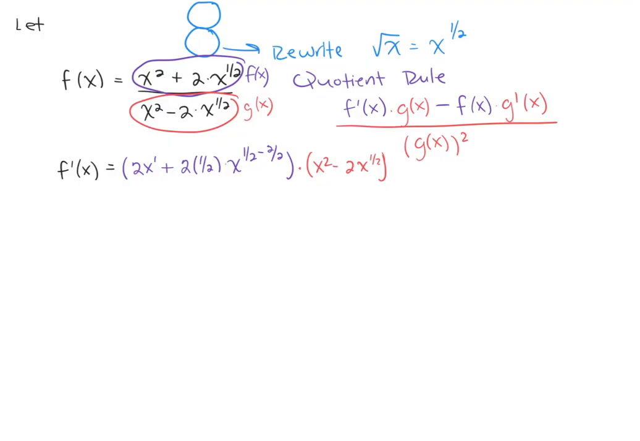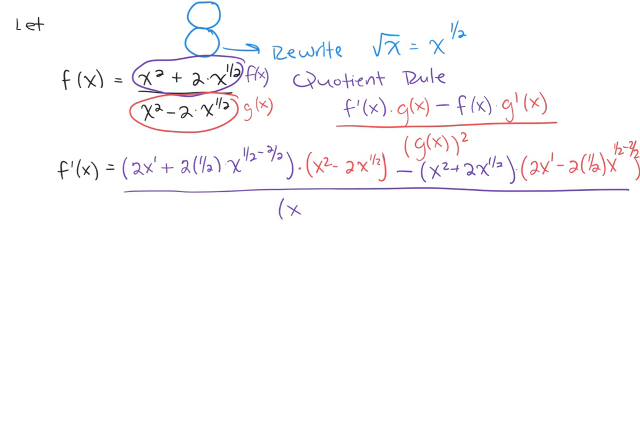And then I'm going to subtract that from the numerator, x squared plus 2 times x to the 1/2 power, times the derivative of the denominator. So the derivative of x squared minus 2x to the 1/2 is 2x to the first power minus 2 times 1/2 x to the 1/2 minus 1, or minus 2 over 2, and then divide this whole thing by the square of the denominator. So the denominator is x squared minus 2x to the 1/2, squared.